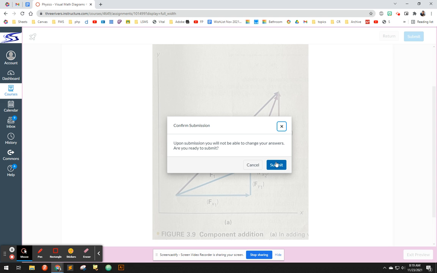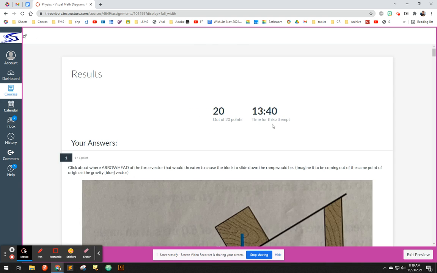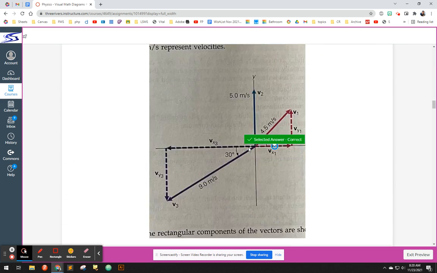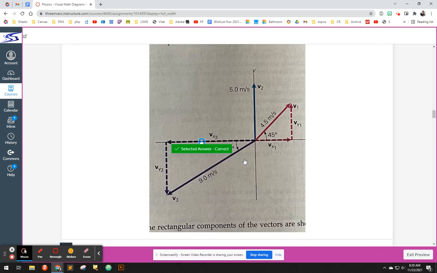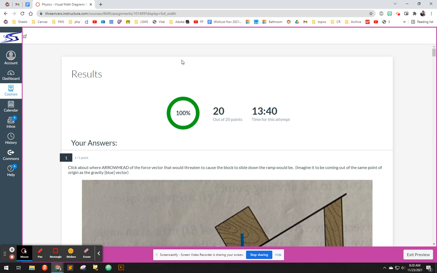Submit. Okay. Yeah. Auto grading. I love this quiz maker thing because it gives you instant feedback. You don't have to wait for me to tell you if you're right or wrong. And there you go. There's your answers. Just as I said. So now you can check your work and compare it to the logic that I provided in this video. Have a nice day.